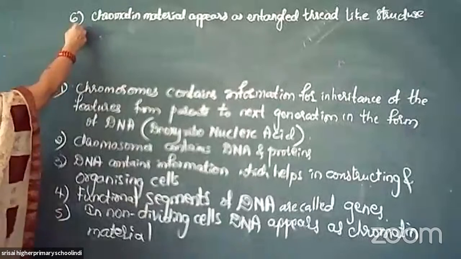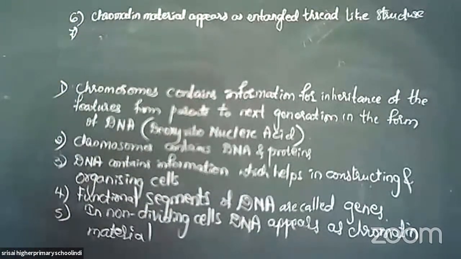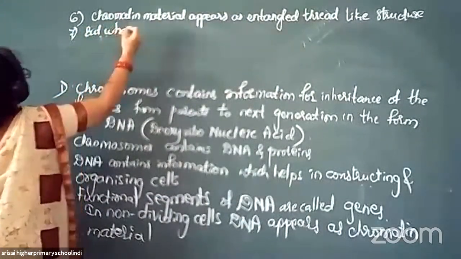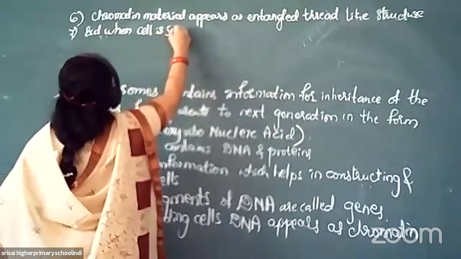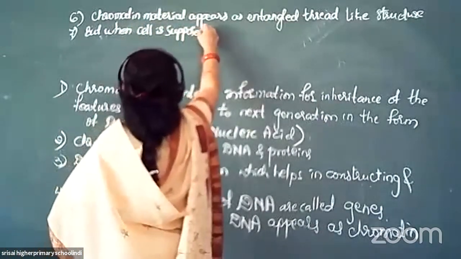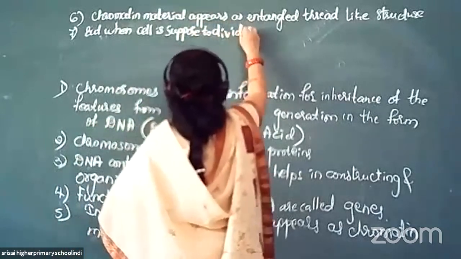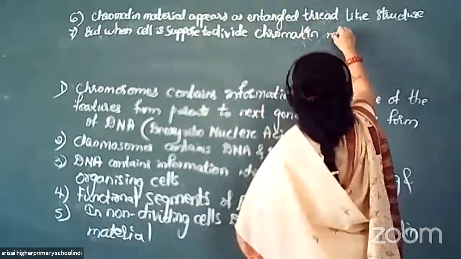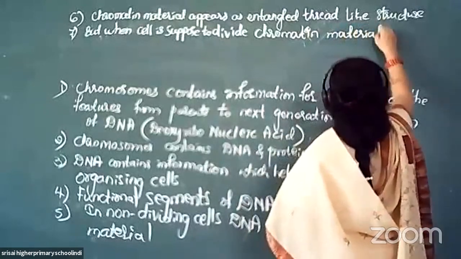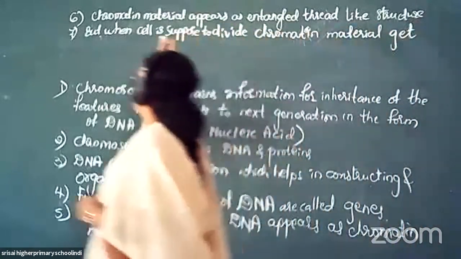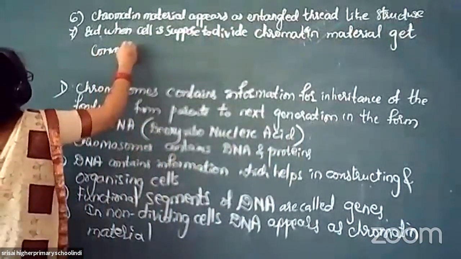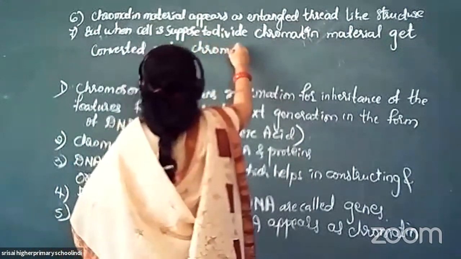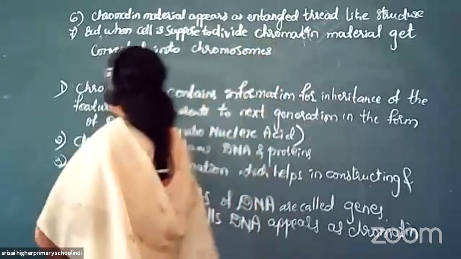Another thing that also will write. But when the cell wants to divide, or is supposed to divide, the chromatin material gets converted into chromosomes. Okay, chromosomes. This is about the total functions of the chromosomes.